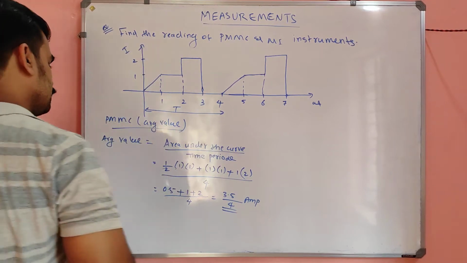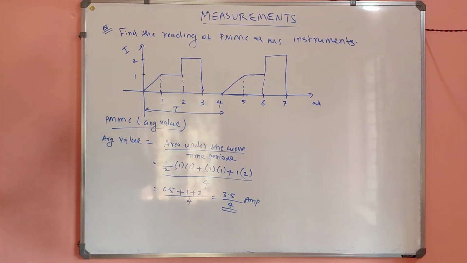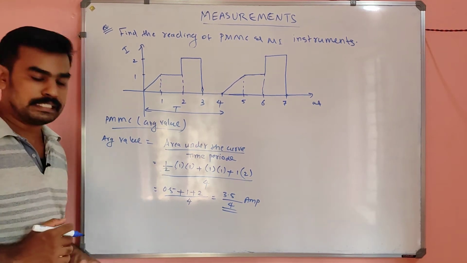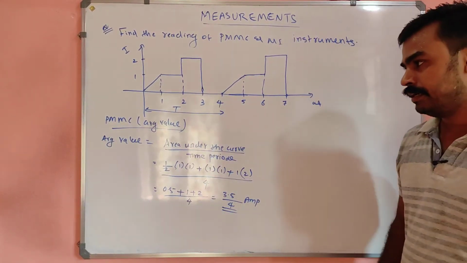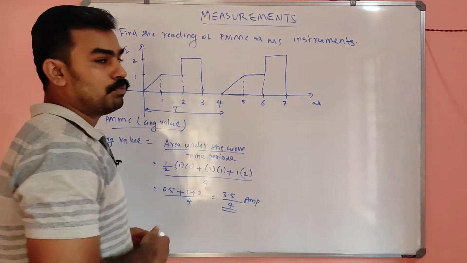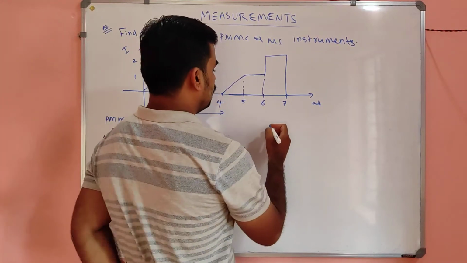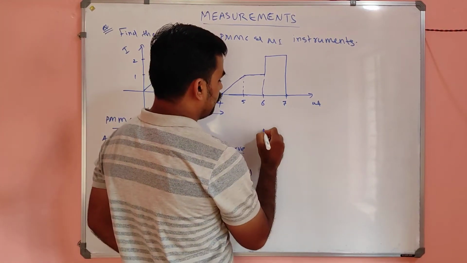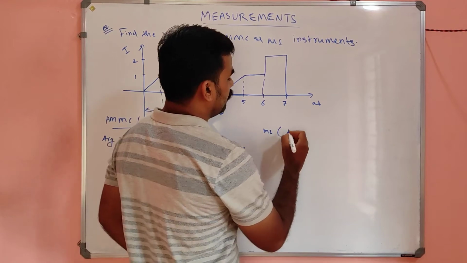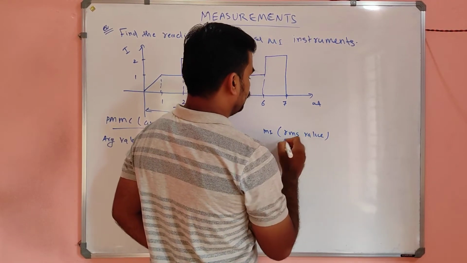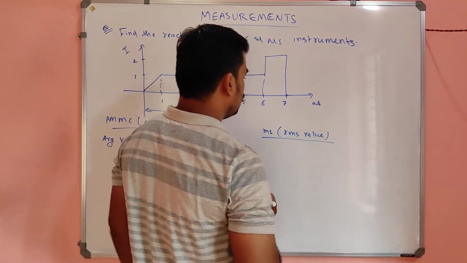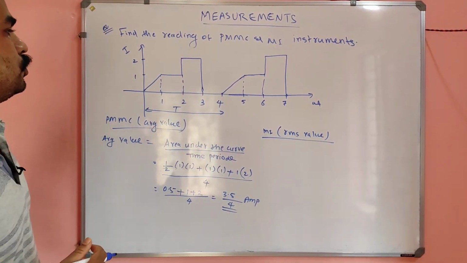This is current, so 3.5 divided by 4 ampere. Is it clear? Okay, so that is the PMMC reading. Then what will be the MI type instrument reading? MI or RMS value. So what will be the RMS?